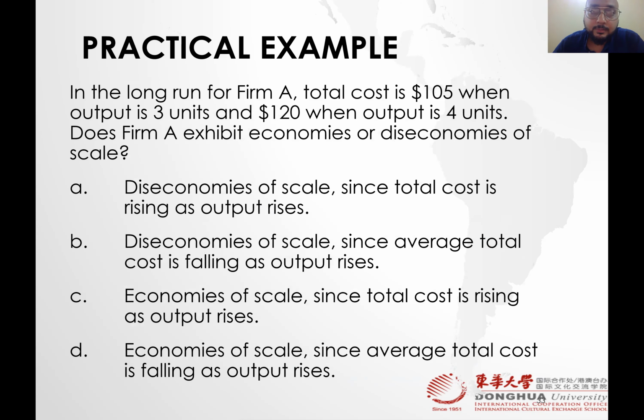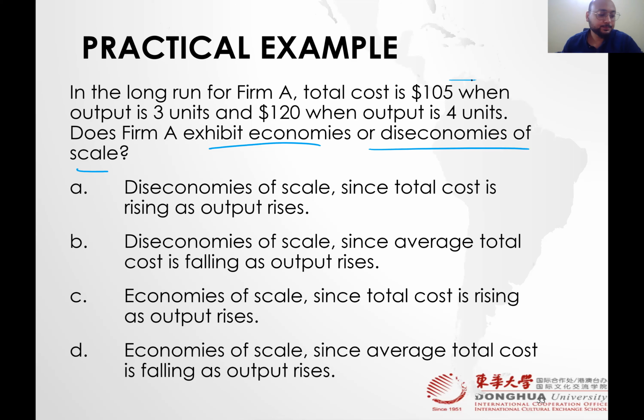In the long run, for a firm A, total cost is 105 when output is 3, and 120 when output is 4. Does firm A exhibit economies or diseconomies of scale? Answer that. Your total cost was 105 when you were producing 3 units. Now your total cost is 120 and you are producing 4 units. So are you experiencing economies of scale or diseconomies of scale?